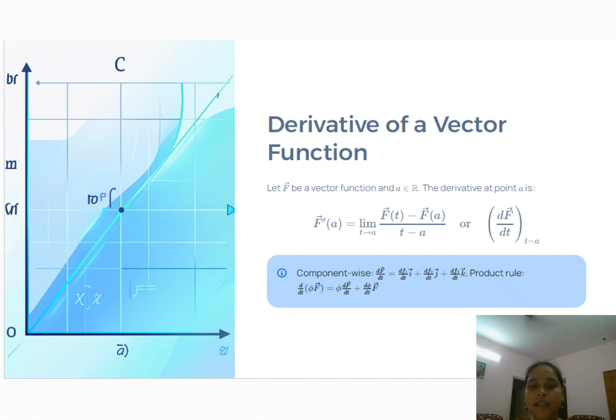So now let us discuss derivative of a vector function. Let f be a vector function and a belongs to R. The derivative at point a is f bar dash of a is equal to limit t tends to a, f bar of t minus f bar of a by t minus a, or we can write the formula as d f bar by dt at t is equal to a. Now, component wise, this is the product rule.